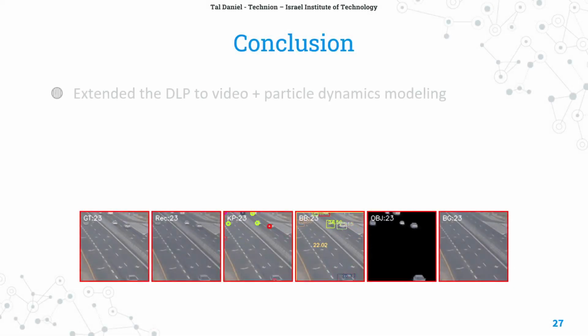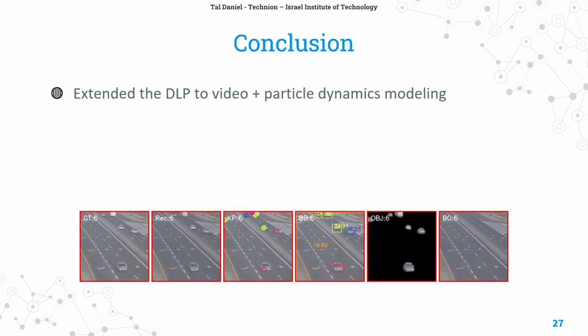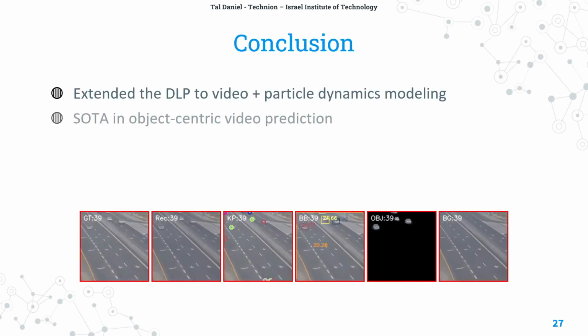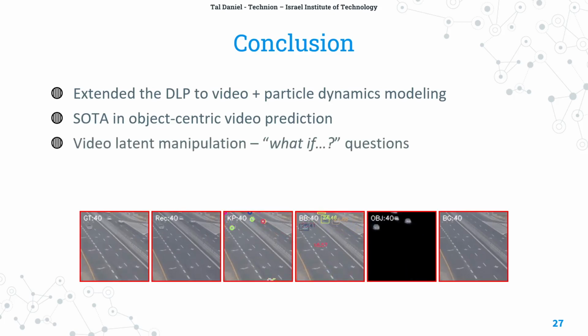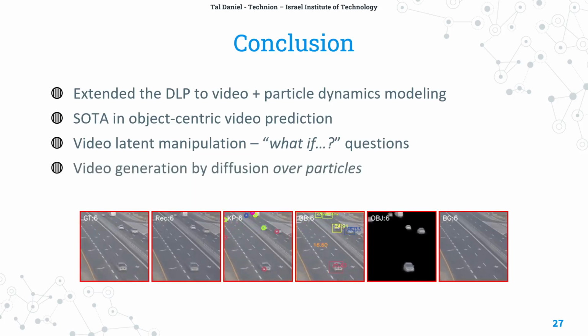In conclusion, we extended DLP to video and particle dynamics modeling. We demonstrated state-of-the-art results in object-centric video prediction, and we also demonstrated video latent manipulation and asked what-if questions. Finally, we introduced video generation by diffusion over particles. We see great promise in modeling dynamics with the particles representation as a tool to understand the consequence of interventions, potentially in reinforcement learning where actions are also involved in the physical dynamics.